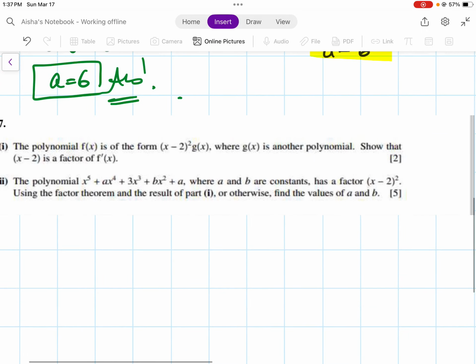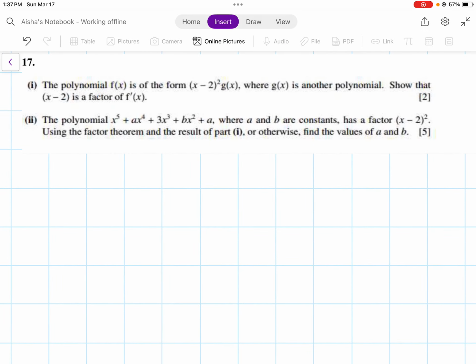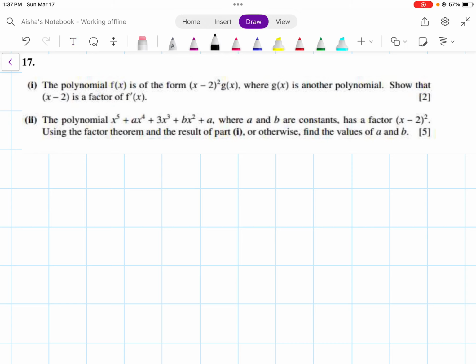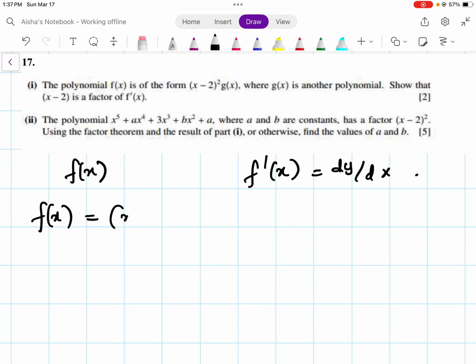Okay, this is an interesting one. The polynomial f of x is in this form. Show that x minus 2 is a factor of f bar x. Now you know f of x is the function and f bar x is the differential. This is dy by dx. Okay, f x is equal to x minus 2 whole square g of x.